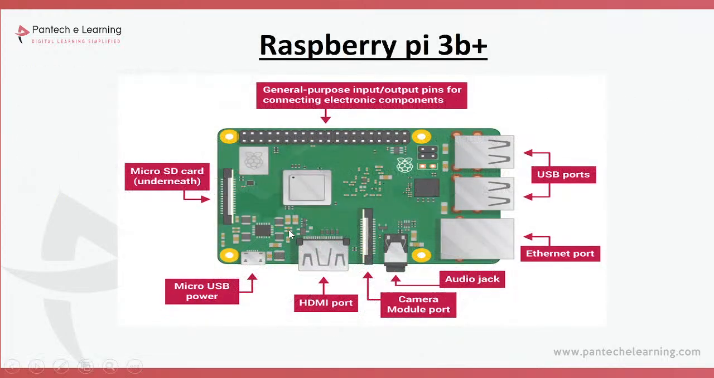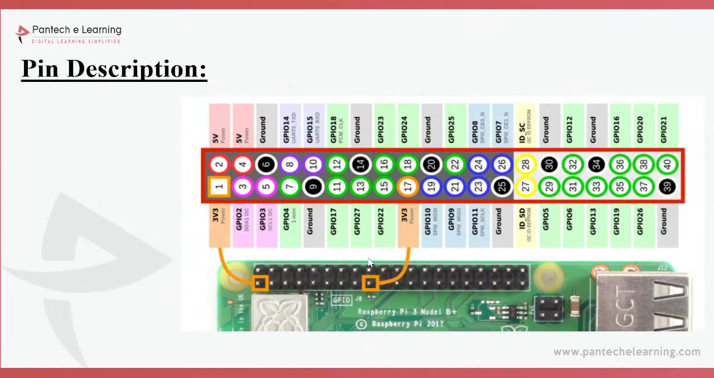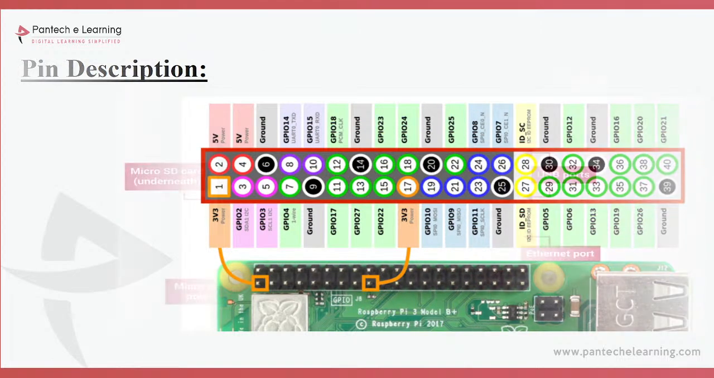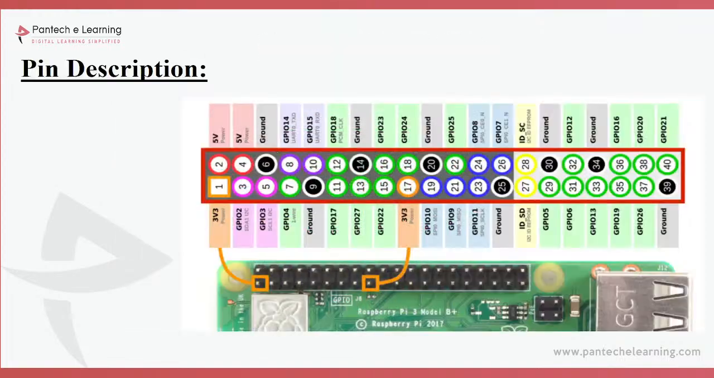So what is the Raspberry Pi hardware? Here you can see USB ports, 4 will be there, and next the Ethernet port and audio jack. If you want to connect earphones, you can connect them in the audio jack. And also the camera module port. We can use the camera module port for camera purposes also.